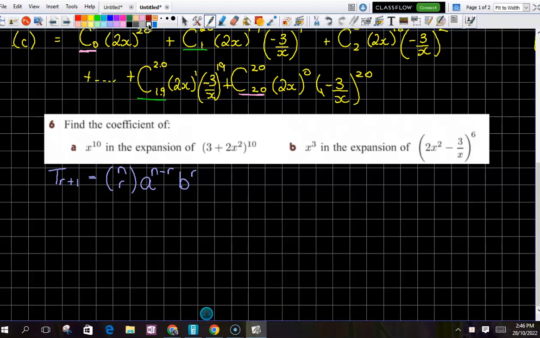B. Now, it's asking us, find the coefficient of x cubed in the expansion of. So what we're first going to do is find our general term. Okay? And we go, yep, sure, we don't know what r is. Do we know what n is? What is n? Good. Do we know what our a is?